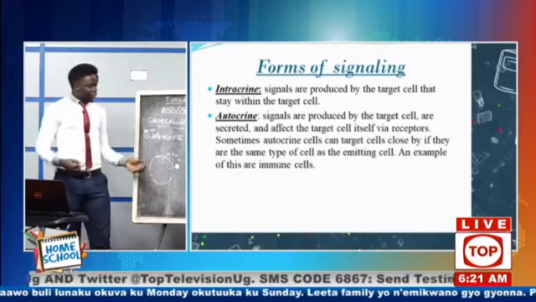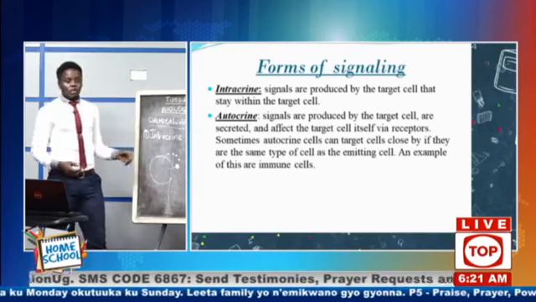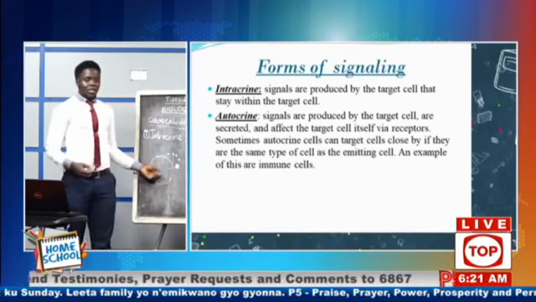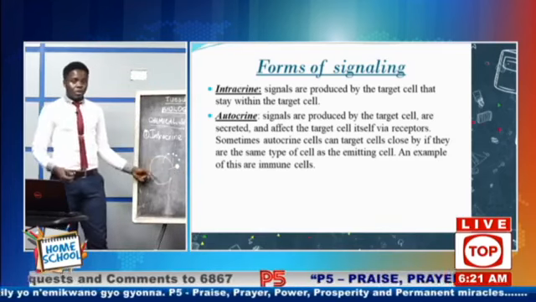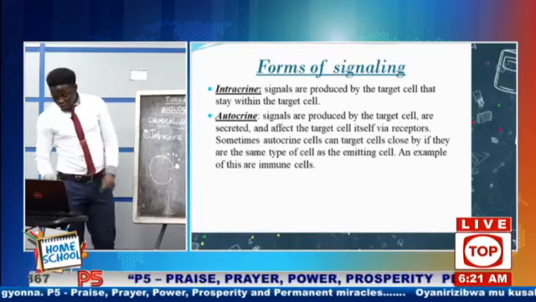Pathogen, come and destroy me. This is autocrine signaling. It can also do this when a cell is going through cell death. It can release molecules that are going to signal the receptors on the cell membrane to initiate apoptosis, to initiate cell death.